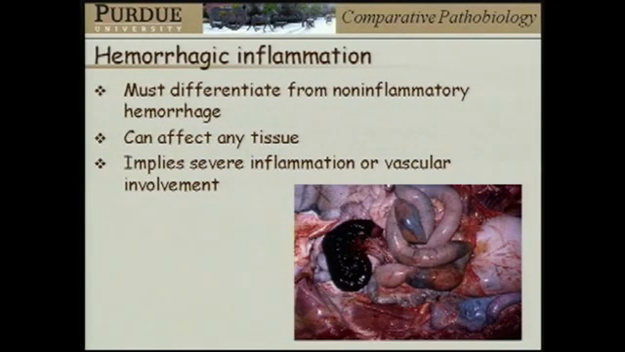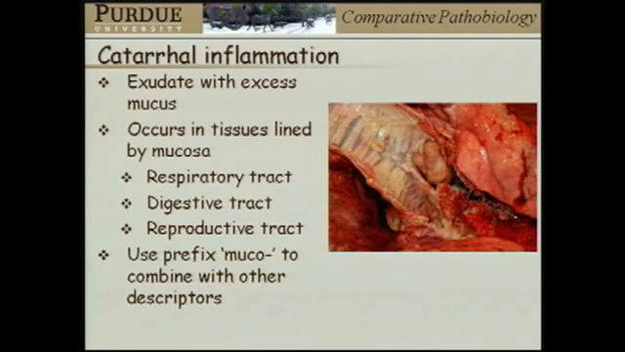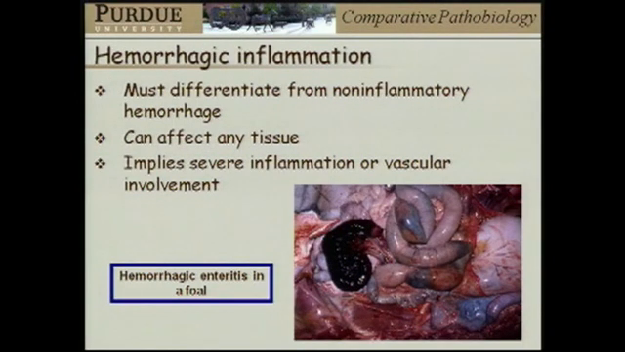Hemorrhagic inflammation can be very difficult to tell from simple non-inflammatory hemorrhage. It can affect any tissue, and it implies severe damage to the vessels so that there is major hemorrhage and not just leakage of white blood cells and fibrin. And hemorrhagic inflammation is shown in the intestine here. The morphologic diagnosis would be hemorrhagic enteritis.